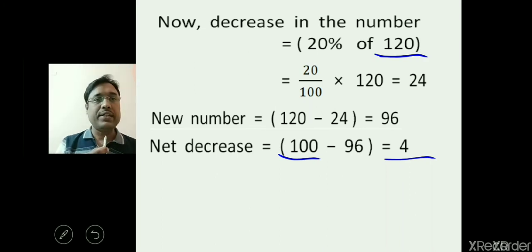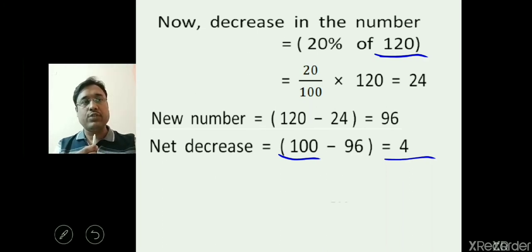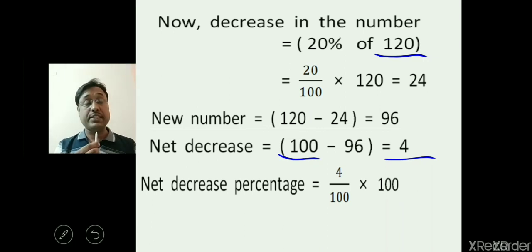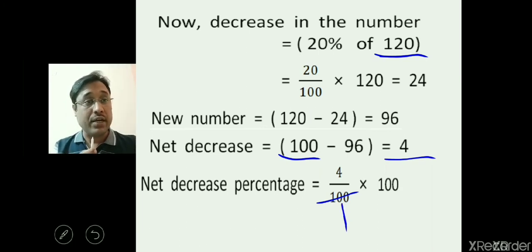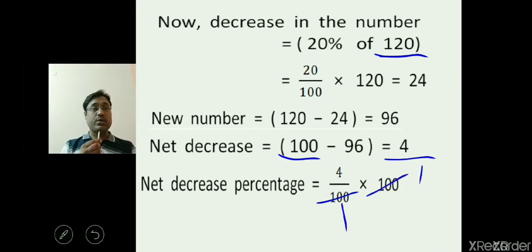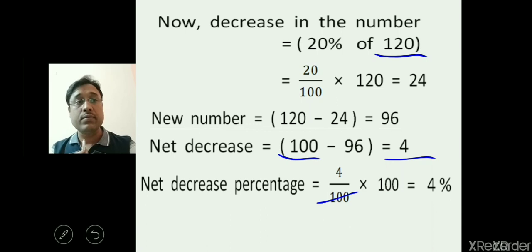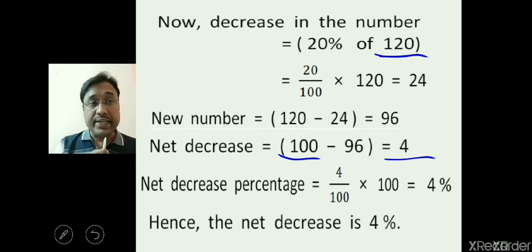The number is decreased by 4, so the net decrease percentage is 4 by 100. You will find the decrease percentage with respect to the initial value, that is 100. So 4 by 100 into 100, because at the starting the value was 100 only. So 100 into 1 times and 100 into 1 times, and you will get 4%. So the value here is 4%, students. Hence the net decrease is 4%.